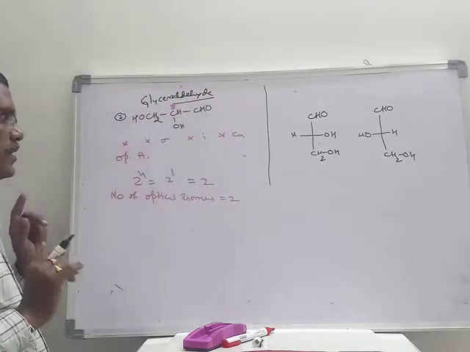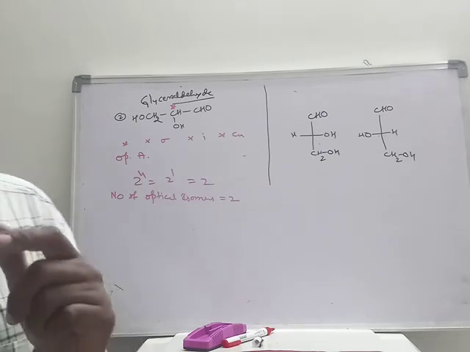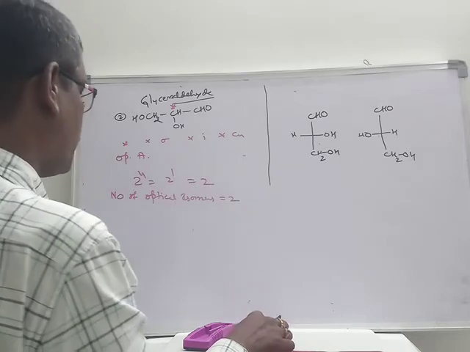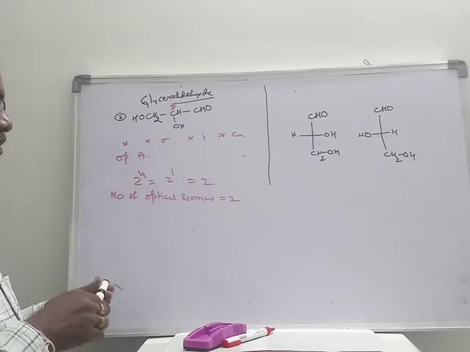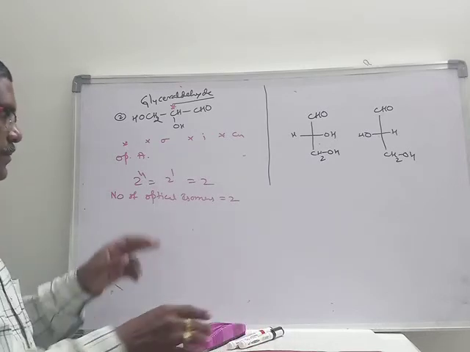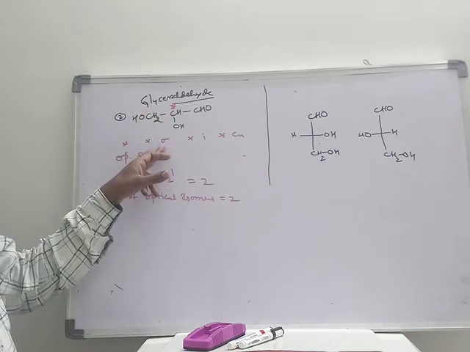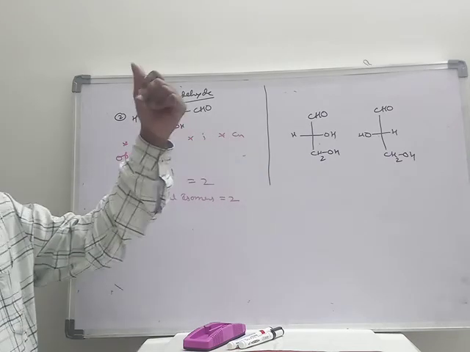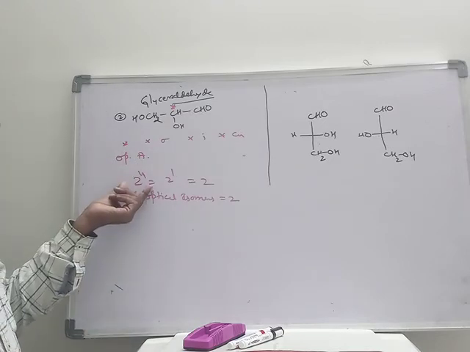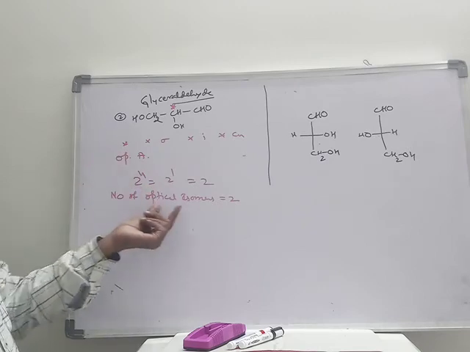That's why glyceraldehyde contains how many? One chiral carbon is present, sigma is absent, I is absent, Cn is absent, and Sn is also absent. That's why it is optically active. And the number of optical isomers is 2 to the power of n, with n equal to 1.